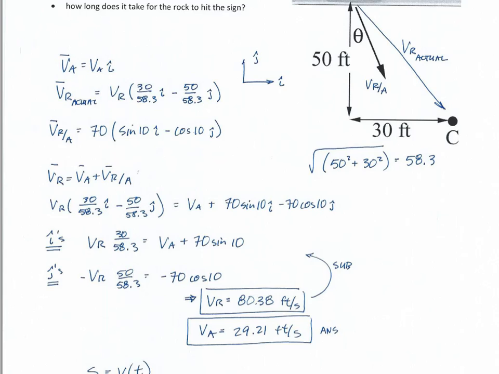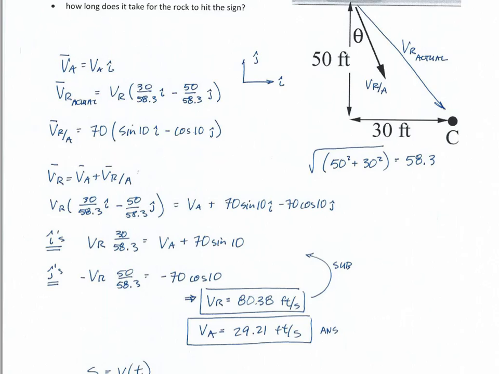In this case, we were able to solve for the actual velocity of the rock of 80.38, and we can substitute that into this equation and find the velocity of the car. And that's what we're looking for. The velocity of the car was 29.21.